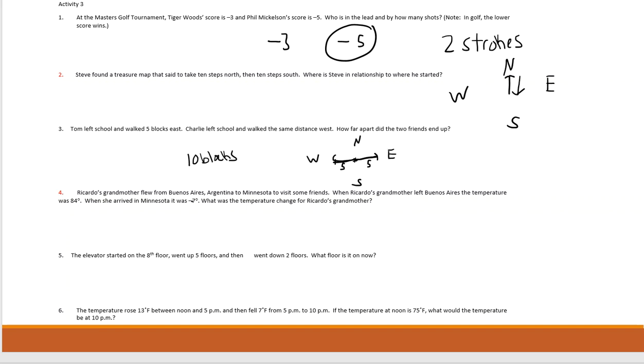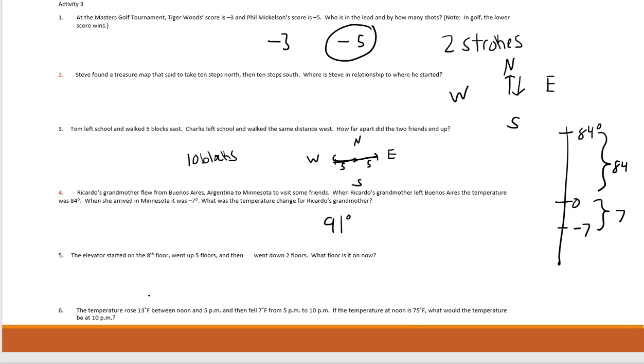Okay, the next one. Ricardo's grandmother flew from Buenos Aires, Argentina to Minnesota to visit some friends. When Ricardo's grandmother left Buenos Aires, the temperature was 84 degrees. When she arrived in Minnesota, it was -7 degrees. What was the temperature change for her? So if we do our thermometer here, she started out at 84 degrees. And when she arrived in Minnesota, it was -7. And so from here to here is a change of 84. And then from here to here is a change of 7. So if we add those two together, the total change in temperature would be 91 degrees.